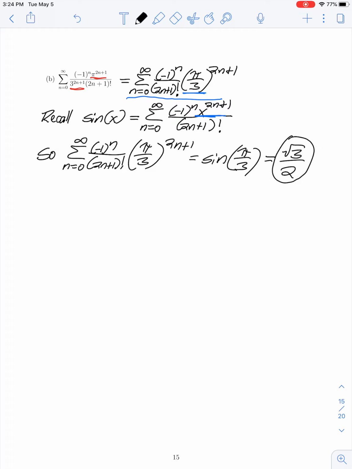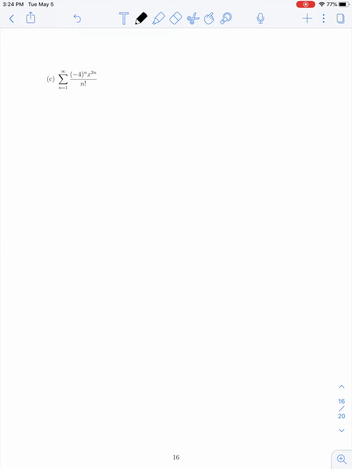So in these last two examples, we're seeing that we could find the sum of a series, which in almost all of our examples we cannot do unless we have a telescoping or geometric series. Or we're seeing here, if we can think about our series in terms of a Maclaurin series, we might be able to find its sum. So let's look at some other ones.